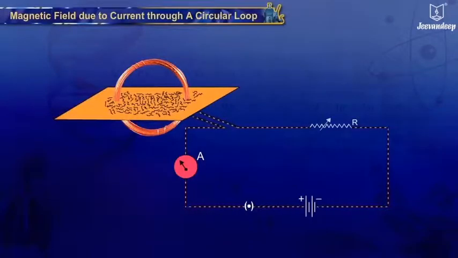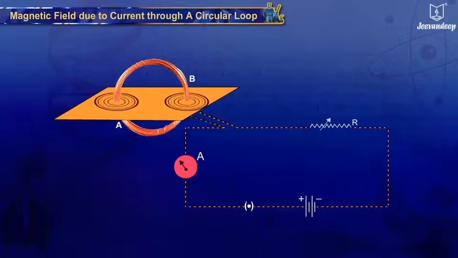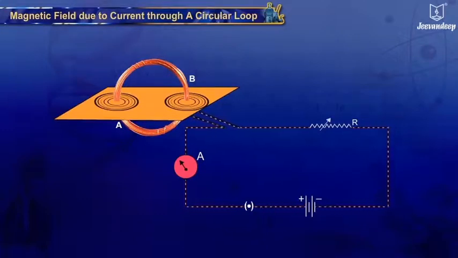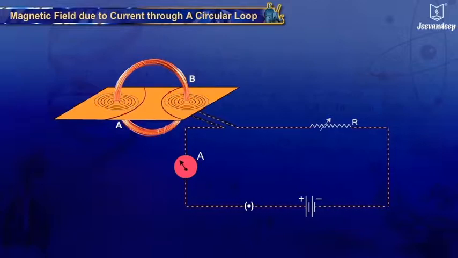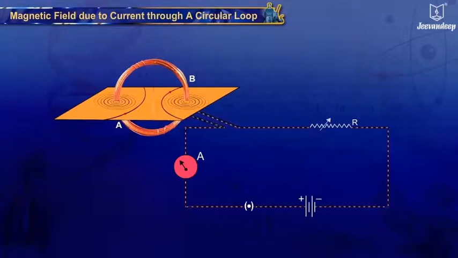Magnetic field due to current through a circular loop. The magnetic lines of force at every point of the loop in the given arrangement are in the form of concentric circles which get larger on moving away from the wire. At the center of the loop, these circles appear as straight line.